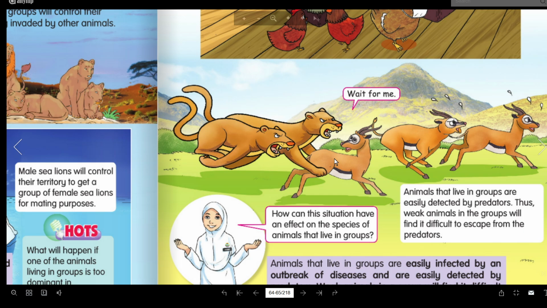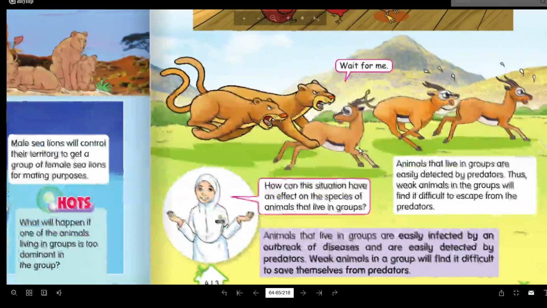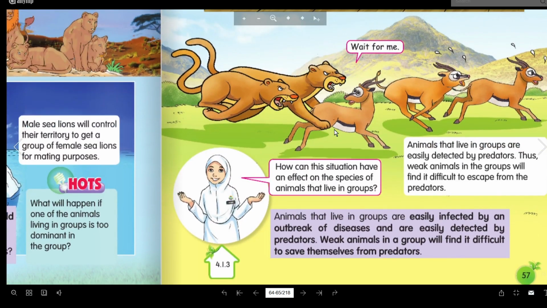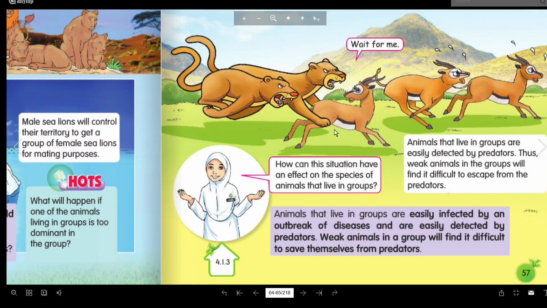So weak animals in groups will find it difficult to escape from the predator. Like here, this one is weaker. Suppose he's saying, wait for me, and they are running. So again, this is a disadvantage, right? So the first disadvantage is that animals that live in a group are easily infected by a disease outbreak. And the second one is they are easily detected by predators.